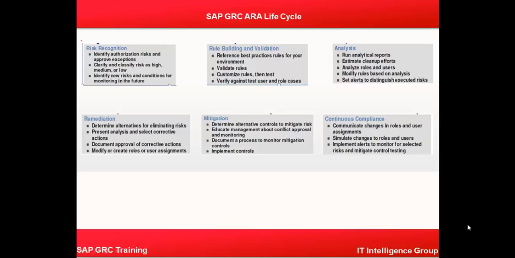Analyze roles and users. So we go by the roles, whether the roles have risks or not, and the users, which users there are and what type of risk they have. Modify rules based on analysis. Set alerts to distinguish exceeded risks. So the analysis part is done. We have run the reports and have the list of roles and users which are non-compliant.